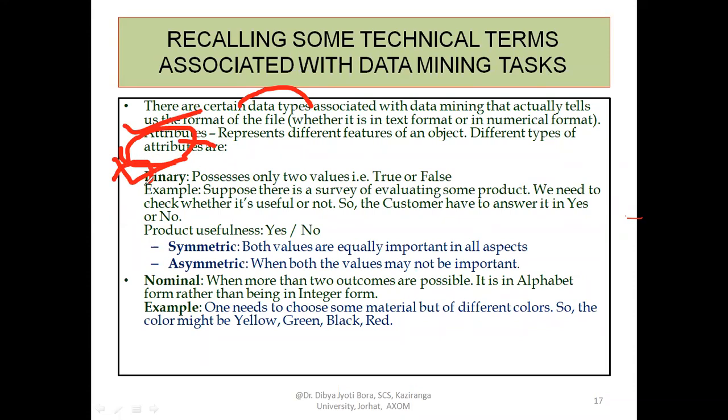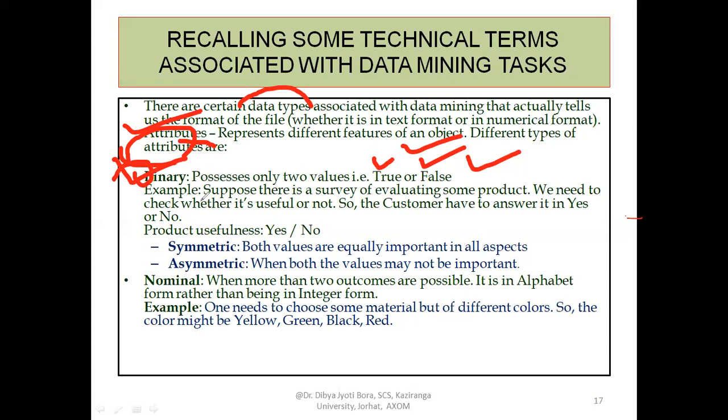The first one is binary attribute. Binary means 0 or 1, you know that. Binary possesses only two values, true or false. So a binary attribute obviously is going to have two values, either true or false.